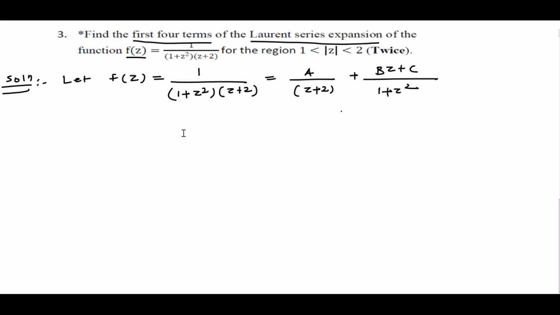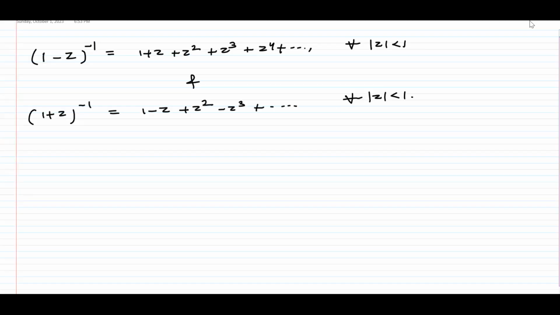So by using the partial fraction method, we can find the value of a, the value of b and the value of c. So I am going to show you how to find the value of a, b, c. So now here, 1 upon (z plus 2) multiplied by (1 plus z square) can be written as a upon z plus 2 plus bz plus c over 1 plus z square.